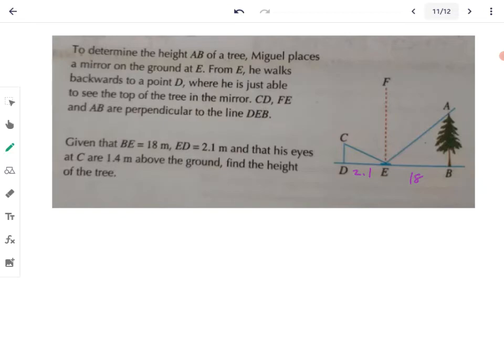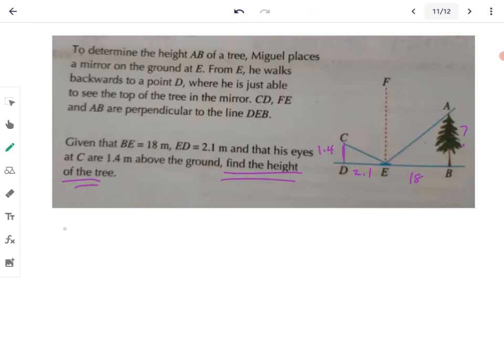And that his eyes at C are 1.4 m above the ground. So this one, that is 1.4. Find the height of the tree. So meaning we are looking for this.